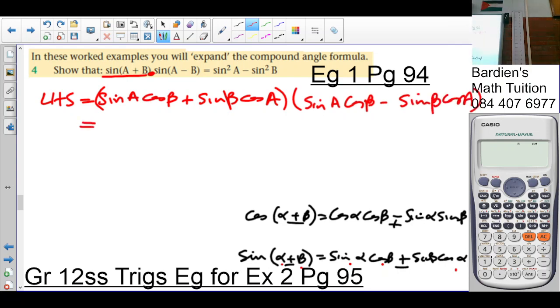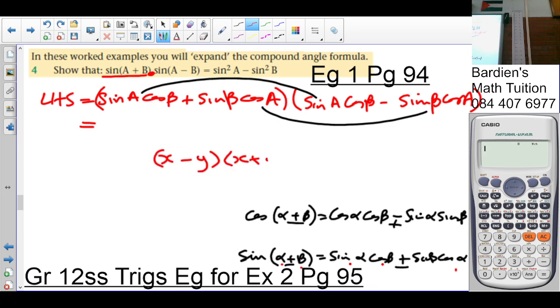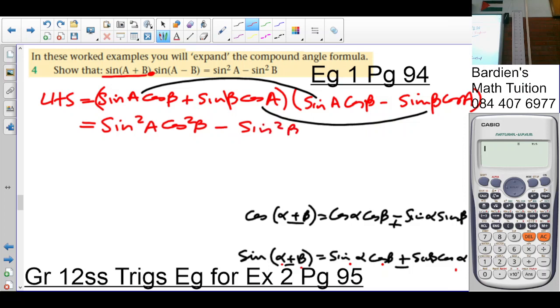So what do I notice now? The conjugate pair. So what can I do here? Multiply the first and the last. Remember, if you have x minus y times x plus y, that is simply x squared minus y squared. Can you see that? That's a conjugate pair. So we're resulting in the difference of two squares. Here you're going to go sine A cos B times sine A cos B is sine squared A cos squared B, minus sine squared B cos squared A.